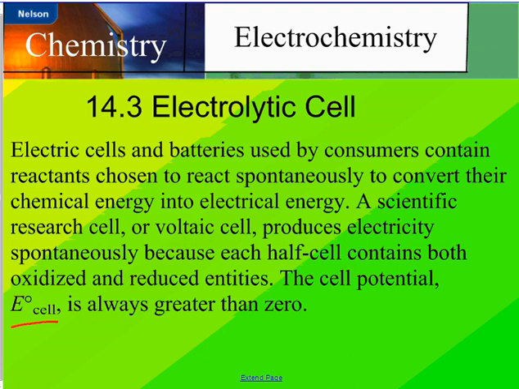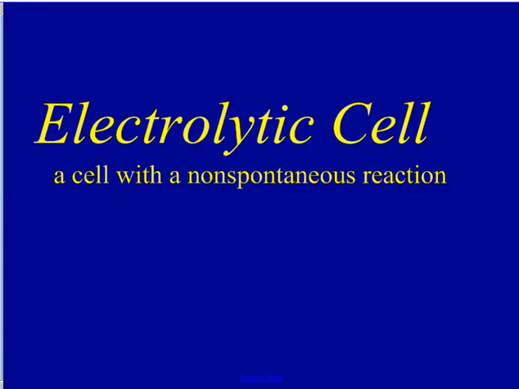Electrolytic cells are a different type of cell than we've been talking about with the voltaic. So a voltaic cell produces electricity spontaneously. So we have a spontaneous redox reaction that generates electrons, and the cell potential is always greater than 0. This is a requirement for voltaic cells. For electrolytic cells, this is a cell with a non-spontaneous reaction.